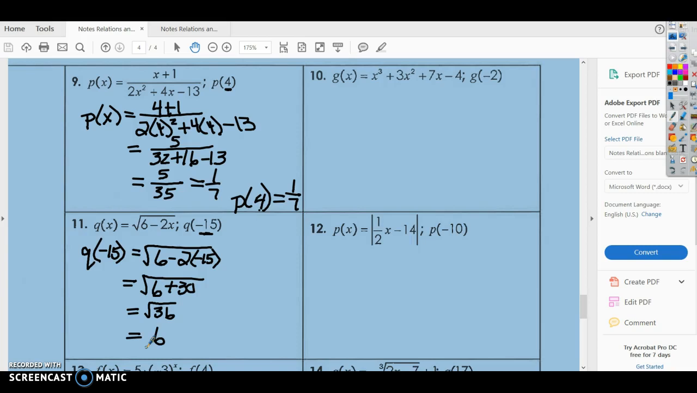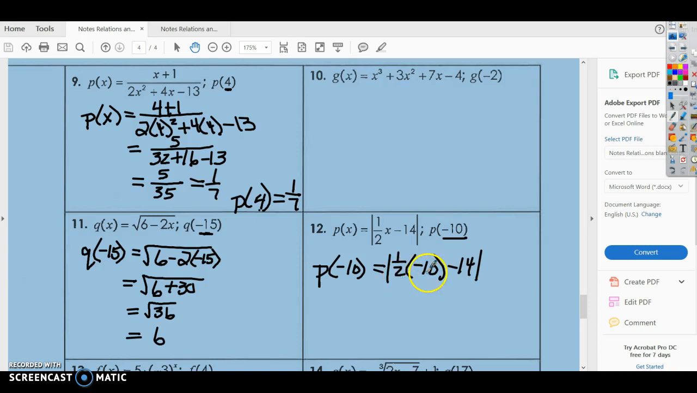Okay. Now, number 12, we're going to substitute negative 10 in. So we're going to say our function p at negative 10. Don't know why I drew that line there. Give me just a second to find the eraser. All right, so we've got absolute value of 1/2 times x. x is negative 10. Substitute that in. And all of that's inside absolute value. So the absolute value will be evaluated last.